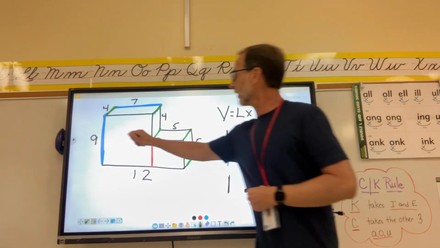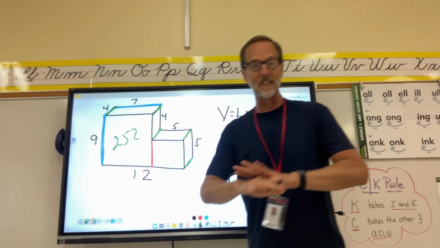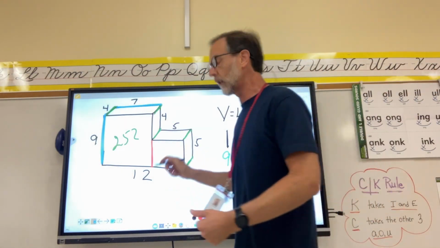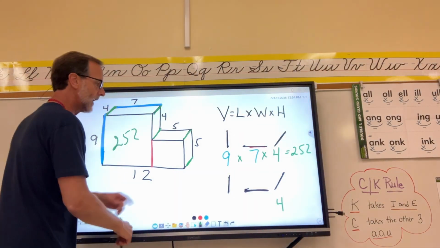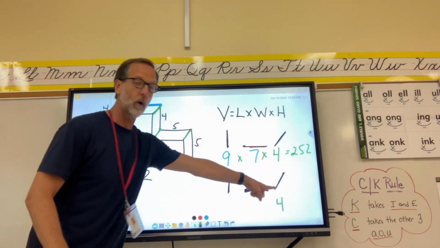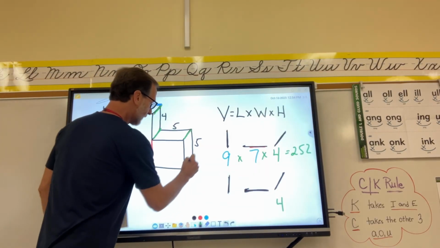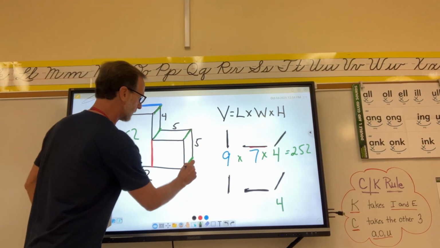So that's the volume for this box. It's not the volume for the whole thing. Now let's look at the smaller box. And again, I've got the same three symbols. I already know the diagonal is 4 because all the diagonals are going to be 4.